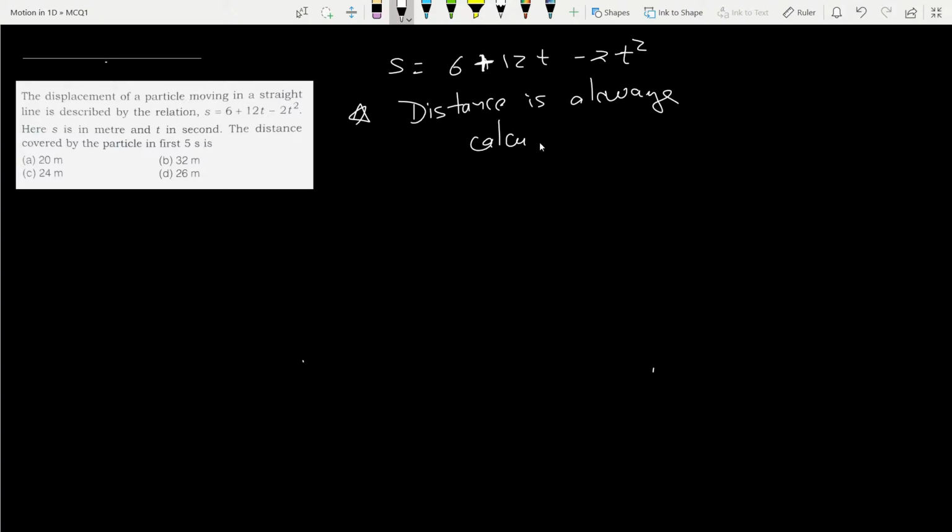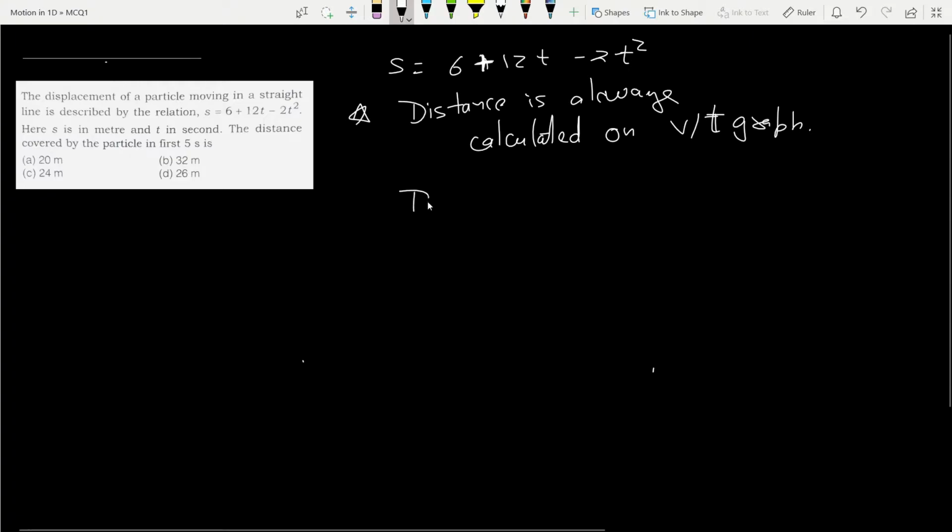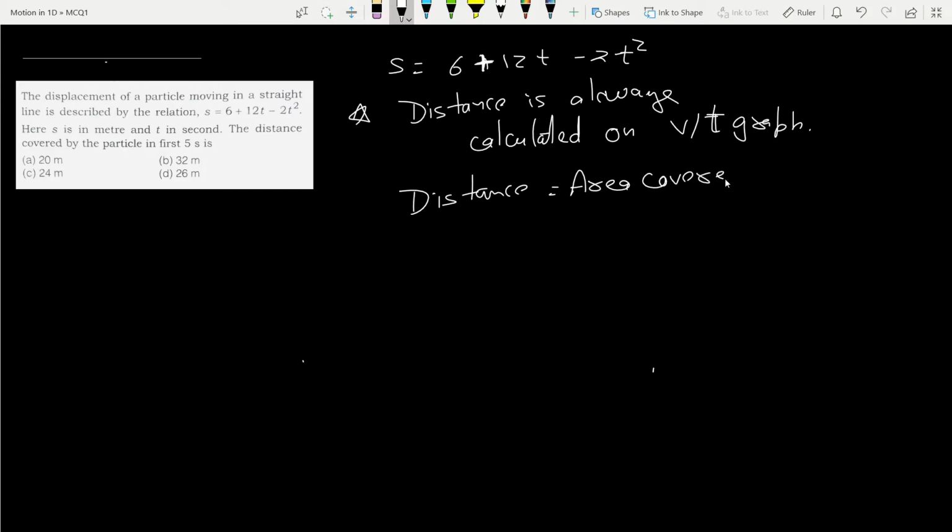calculated on VT graph. Distance is area covered in VT graph. This is a very important point.